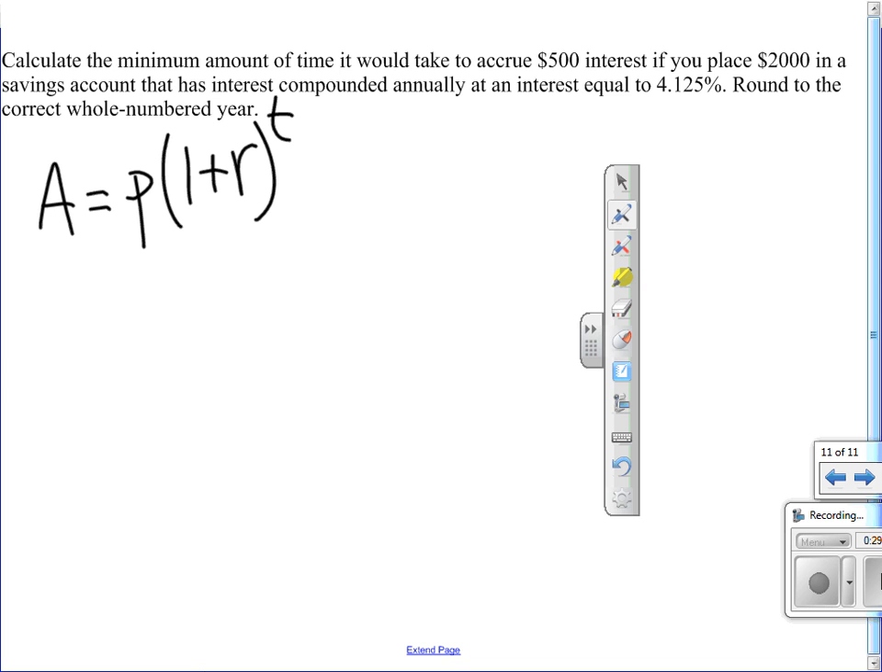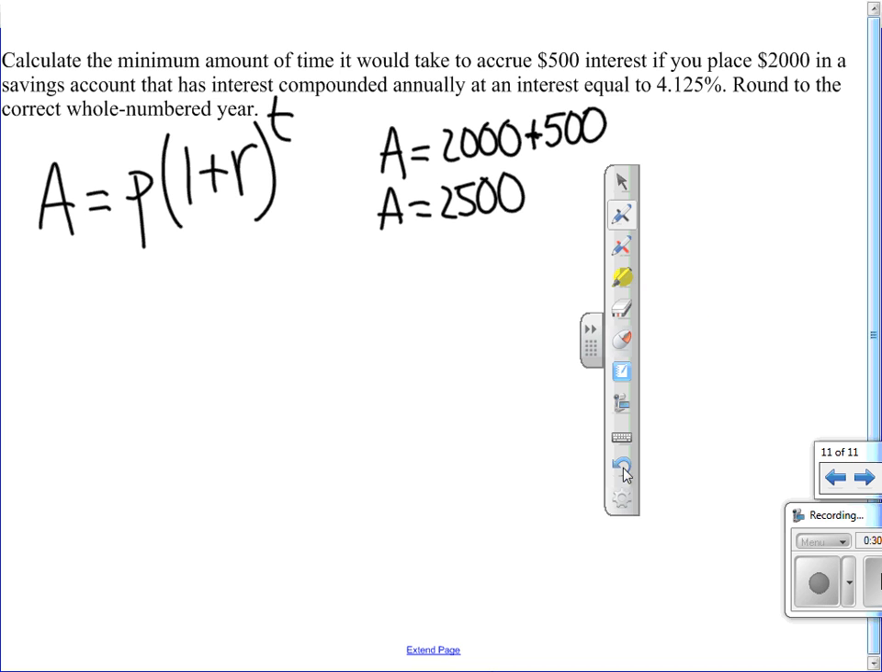If we put $2,000 in and we collect $500 in interest, how much money would we have total? We would have $2,000 plus the $500 in interest. So our total, the amount of money we would have at that point, would be $2,500, right? That's what our capital A is. Our capital A is $2,500. What's our interest rate? Well, they tell us that our interest rate is 4.125%.